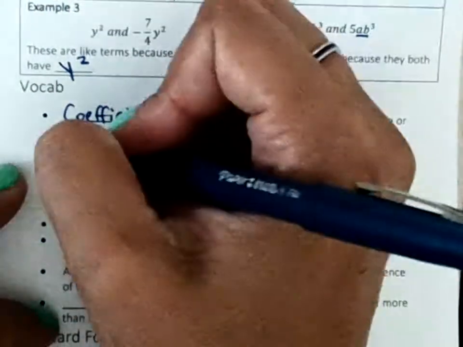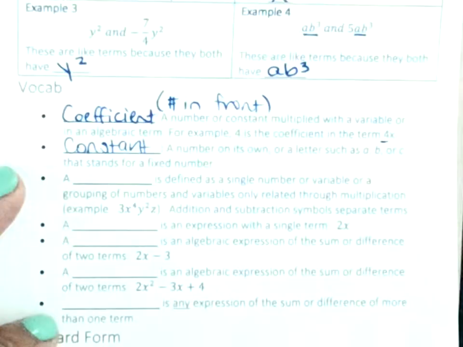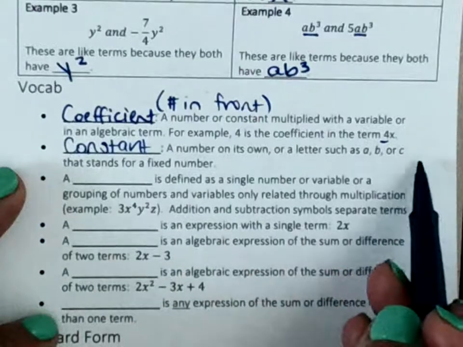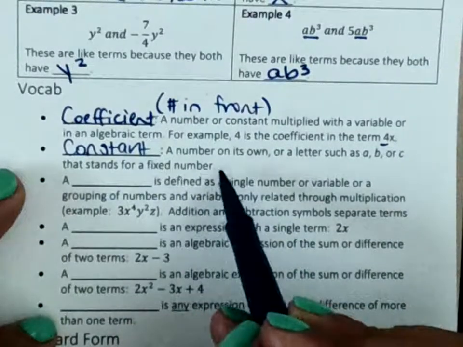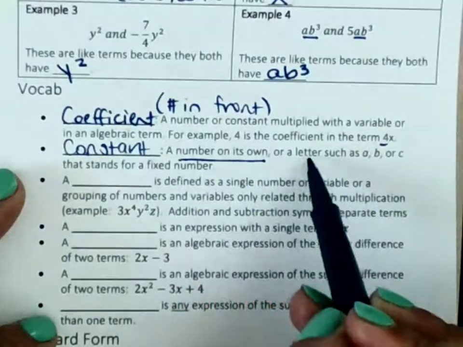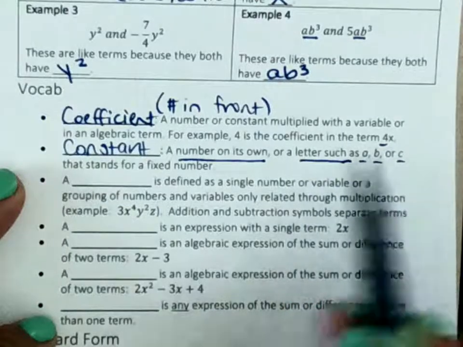A constant is a number on its own, or a letter such as A, B, or C that stands for a fixed number.